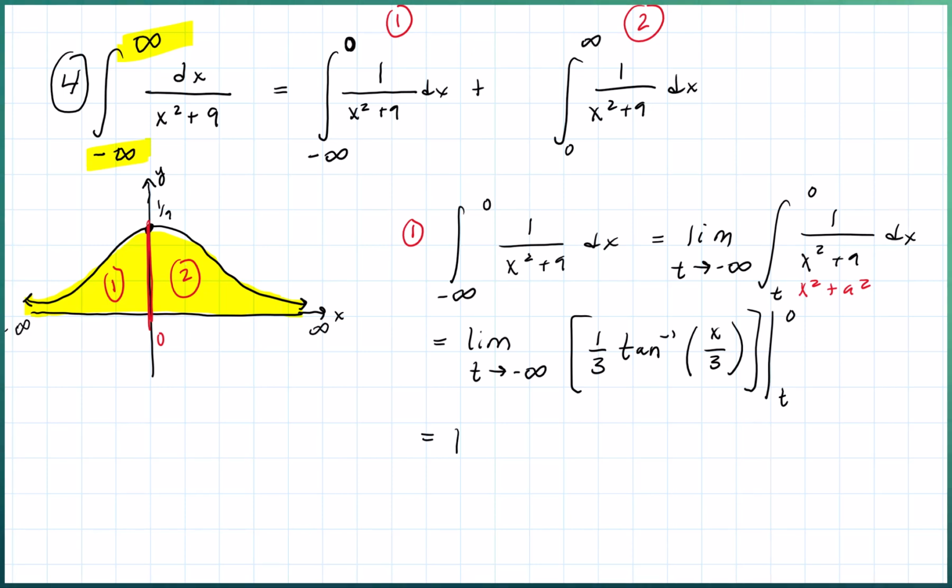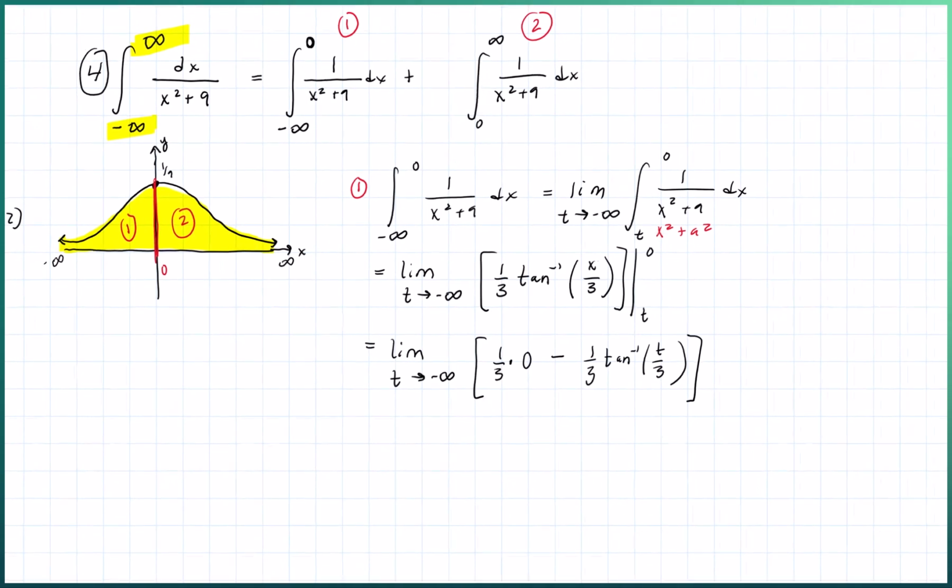So then we're going to evaluate that, take the limit after we've evaluated it across the bounds. So we're going to plug in 0, so we get 1/3. Well, inverse tangent of 0 is 0. So we get 1/3 times 0. Well, it's funny, I made an upside down heart. Times 0 minus, then we get 1/3. Now, the inverse tangent of t over 3. Now, we're going to take that limit as we approach negative infinity.